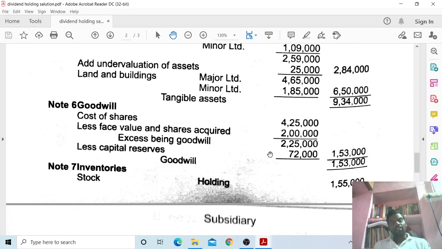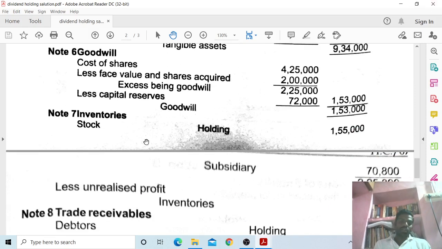So less capital reserve. In all problems, capital reserve or goodwill is compulsory. So goodwill 72,000, so total 1,53,000. This is the value of goodwill. So the total value of goodwill, note number 6, is 1,53,000.